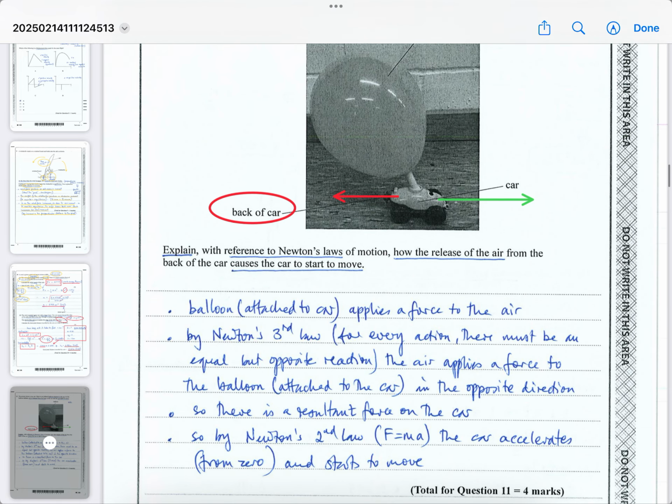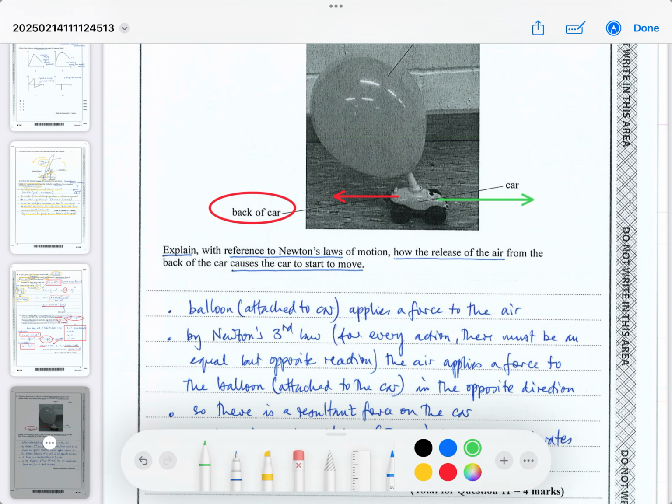So the way I've answered it is the balloon attached to the car applies a force to the air. It's the elasticity of the balloon that's stretched that applies a force to the air once you release the air. So first of all, the balloon creates a force on the air. And by Newton's third law, for every action there must be an equal but opposite reaction.